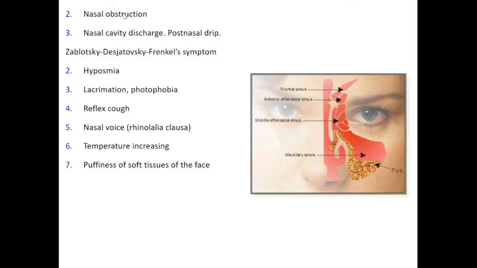What are the other signs? It's nasal obstruction, nasal cavity discharge, postnasal drip. Postnasal drip means that the discharge passes through the nasopharynx down along the posterior wall of the pharynx. Also, it may be hyposmia, lacrimation, photophobia, reflex coughing, nasal voice, rhinolalia clausa, temperature increase, and puffiness of the soft tissue of the face, so swelling of the face.